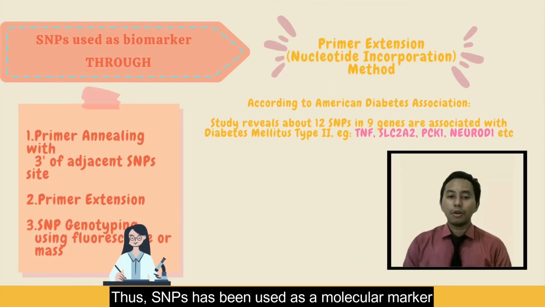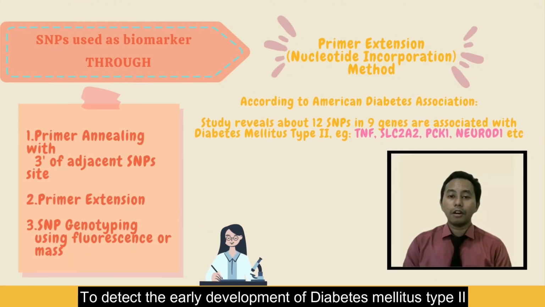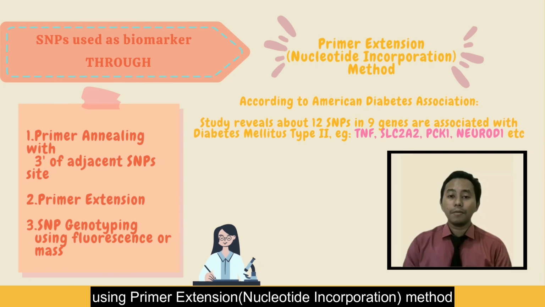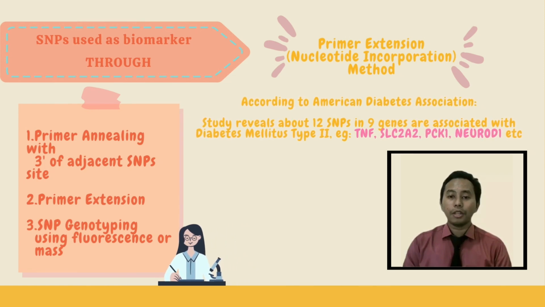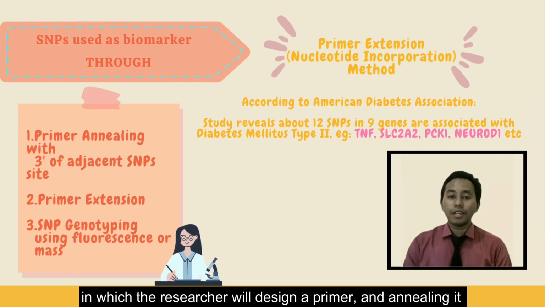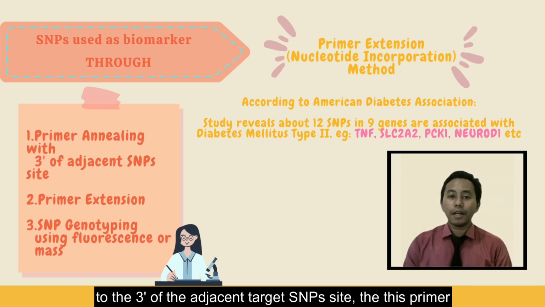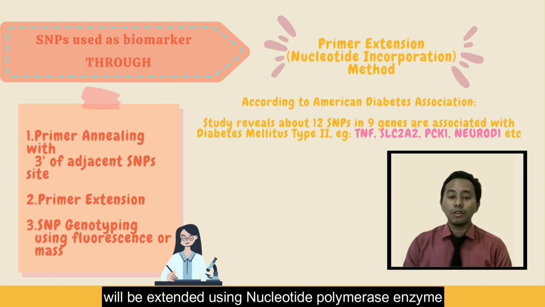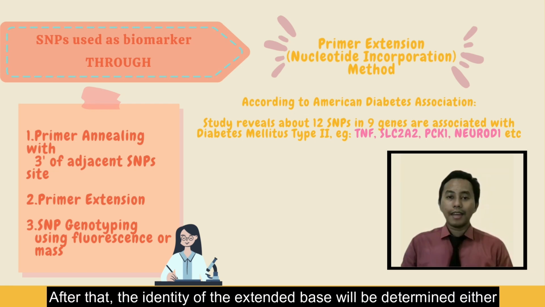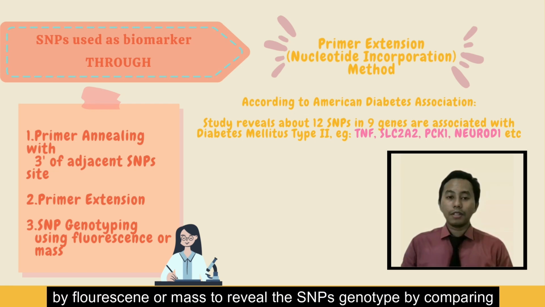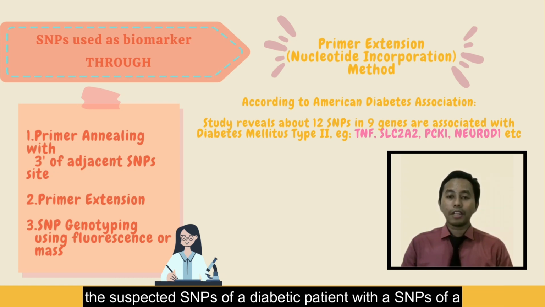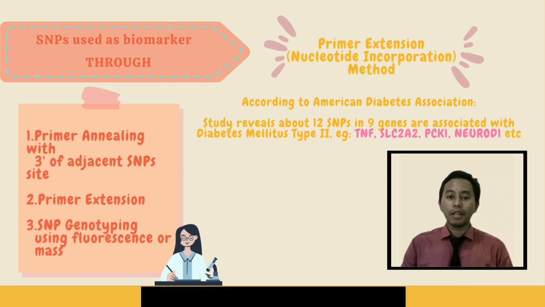Thus, SNP has been used as a molecular marker to detect the early development of diabetes mellitus type 2 using the primer extension nucleotide incorporation method, in which the researcher will design a primer and add it to the 3' of the adjacent target SNP site. Then this primer will be extended using nucleotide polymerase enzyme. After that, the identity of the extended base will be determined either by fluorescence or mass to reveal the SNP's genotype by comparing the suspected SNP of a diabetic patient with the SNP of a normal person without diabetes mellitus.